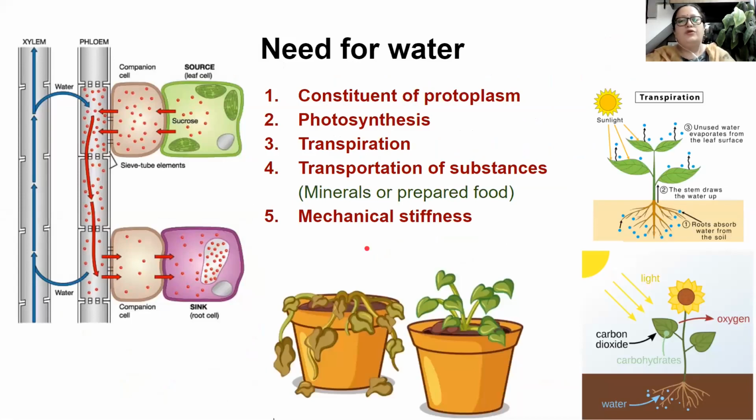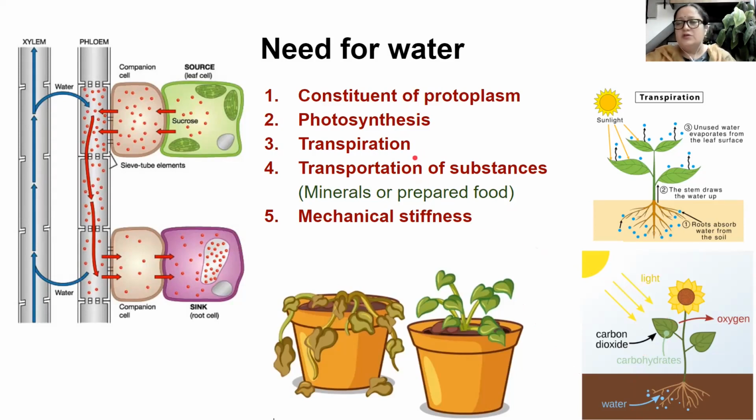So first of all, you need to know why water is required in a plant. The water is required because it is a constituent of protoplasm. Every cell has a particular concentration, and for that, it requires water. It is required as one of the reactants in photosynthesis. Photosynthesis is a process by which green plants manufacture their food using carbon dioxide and water in the presence of sunlight and chlorophyll to produce glucose and give out oxygen.